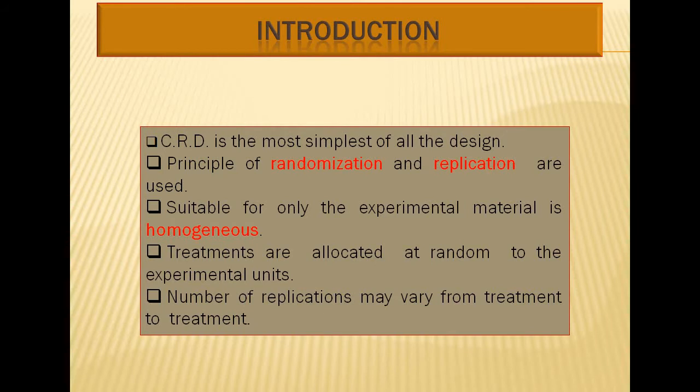This is the introduction part of this design. Completely randomized design, which is also known as CRD, is the most simplest of all other designs. Here the principles of randomization and replication are used. In this design, the principle of local control is not used. The design is suitable only when the experimental material is homogeneous. Here the treatments are allocated at random to the experimental units and the number of replications may vary from treatment to treatment.